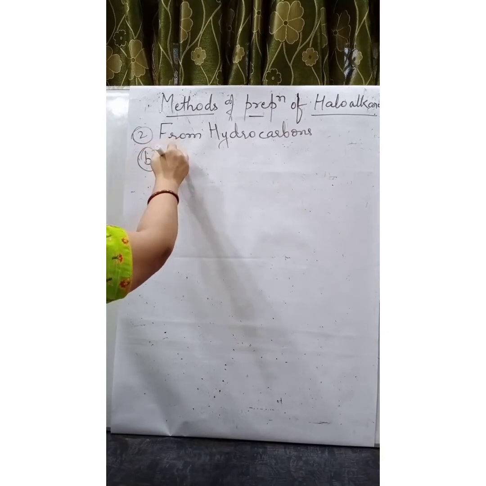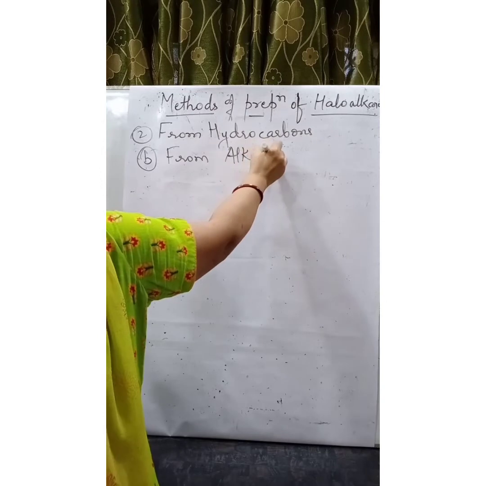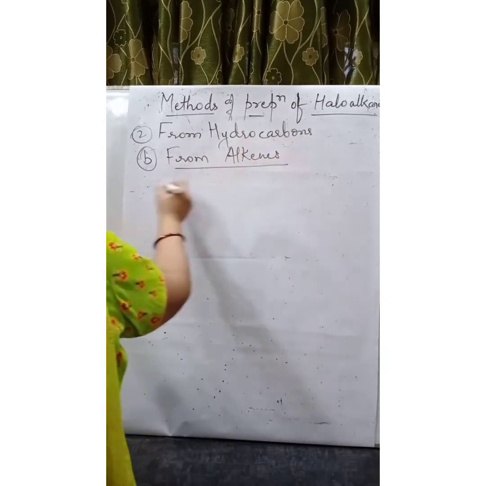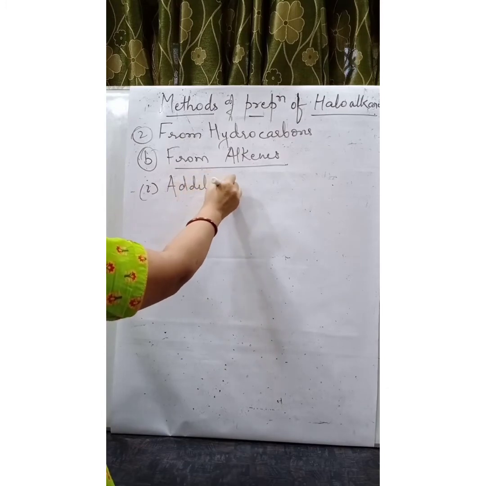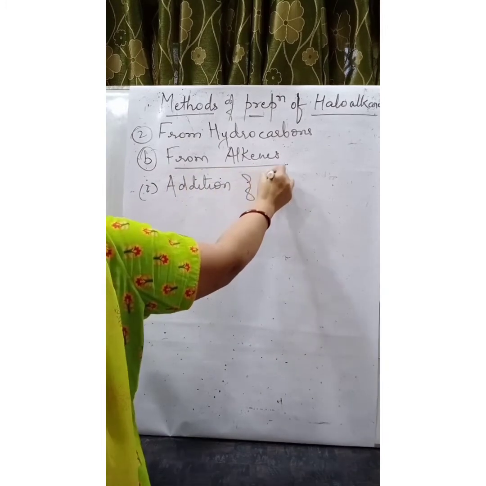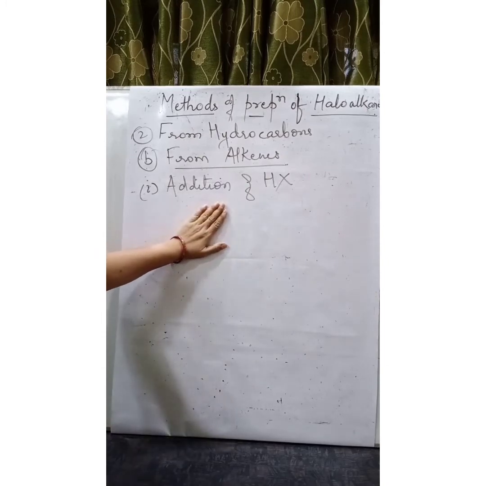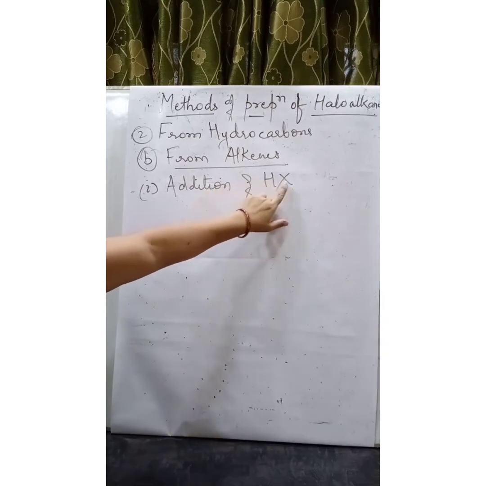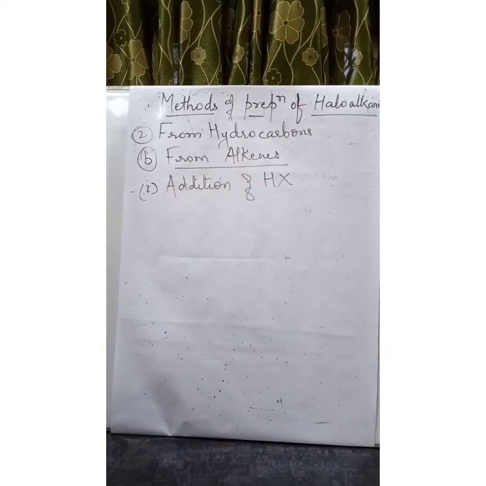Second one, the B part is from alkenes. In this first one, addition of HX, means hydrogen halide. In 11th standard you have studied whenever a hydrogen halide is added to alkene, it follows Markovnikov's rule.